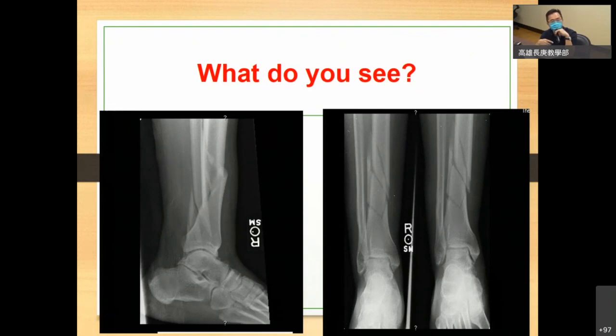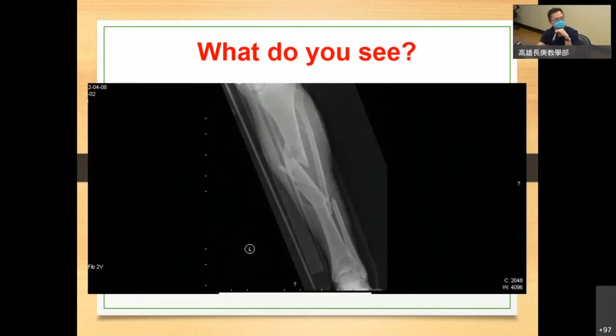Also, you can describe the discoloration in the image. Okay. Another one is a tibial shaft, and I think this also is a comminuted fracture, or you can say it's a segmental fracture over the tibial shaft, with maybe 100% displacement and no angulation. And another is a fibular shaft fracture.